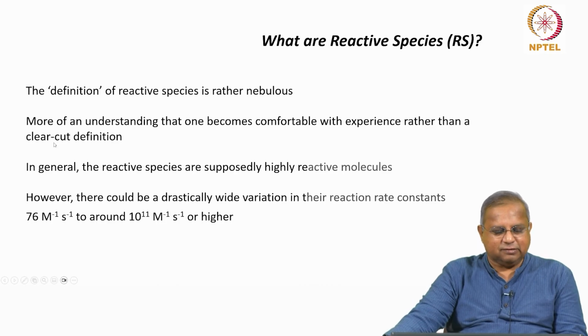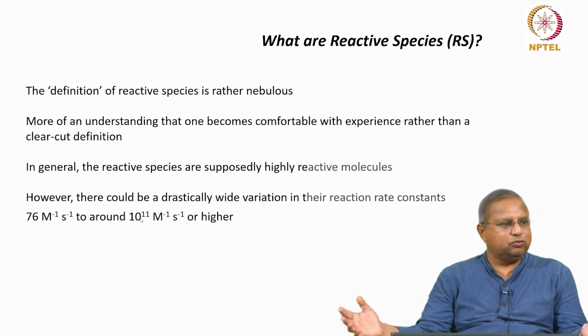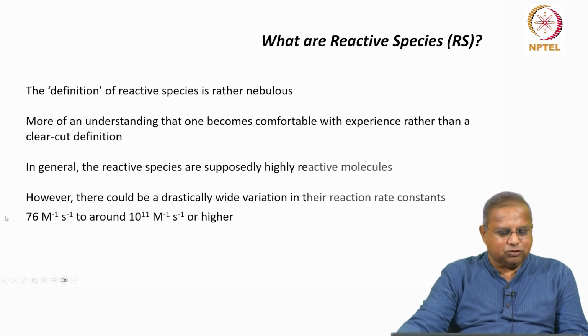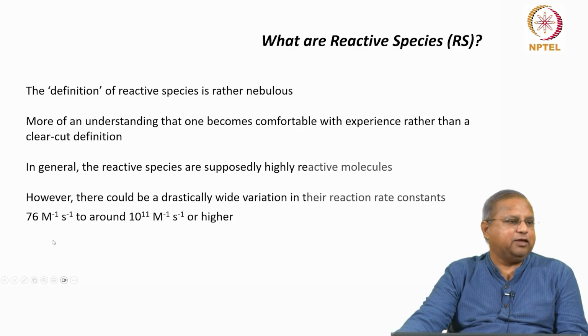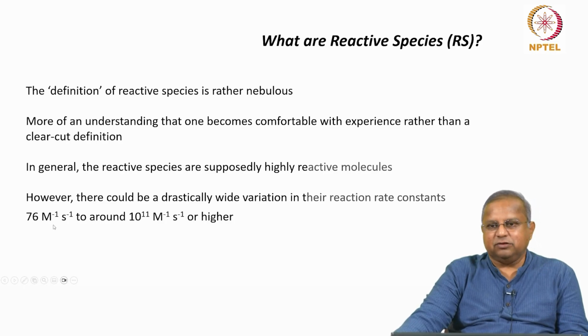In this case, it goes all the way from 76 per molar per second, this is second order rate constant, to 10 power 11. It's 10 orders of magnitude, huge variation. And I'm not choosing some odd reaction. This is for a reaction that is highly popular. The so-called classic Fenton reaction, where hydrogen peroxide reacts with iron, which you will become familiar with. We will see it so many times, you will become familiar with.